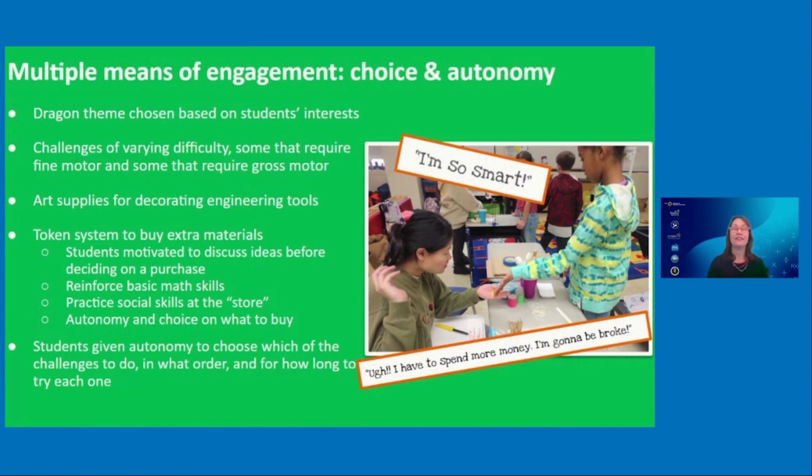So let's look at that first column of UDL about multiple means of engagement. In the Dragon challenges, we started with the theme of dragons. In the first few weeks of the semester, my students visit their classrooms to get to know their partner learners. They're overhearing jokes, listening to what video games they're talking about, what books they're reading, and they decided that they thought dragons would get a lot of the students interested. So that was the first step, just picking a good theme.